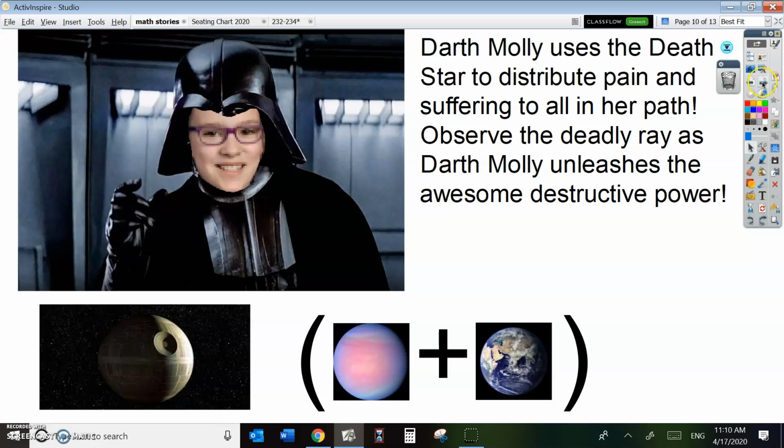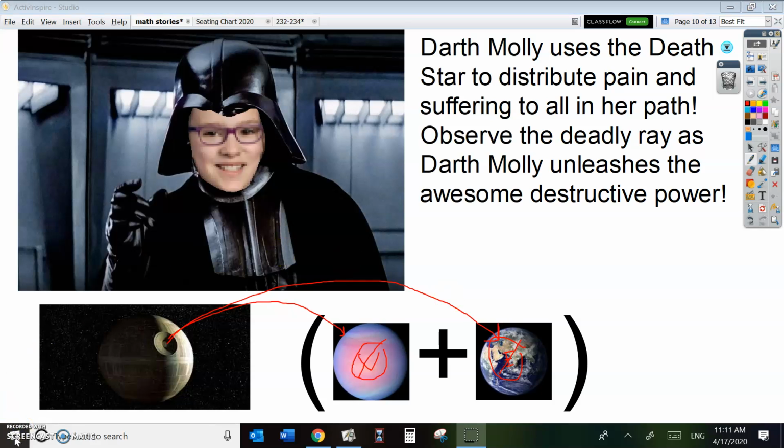Observe the deadly ray as Darth Maul unleashes the awesome destructive power. Here we go. Pew! Pew! Boom! Venus, gone. Earth, with all its puny inhabitants, gone.